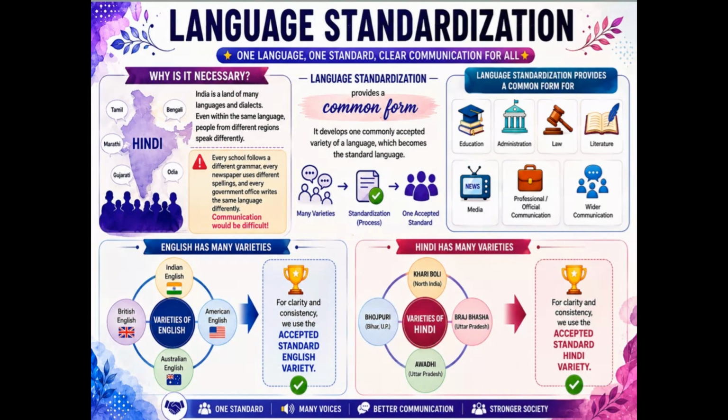We find regional dialects, social dialects and different styles of speaking. This diversity is natural and enriches a language. However, when a society needs a common language for education, administration and governance, some degree of standardization becomes essential. Language standardization creates that kind of oneness, that is unity and conformity, making communication easier across different regions and communities. Let us now discuss the specific needs for language standardization one by one.